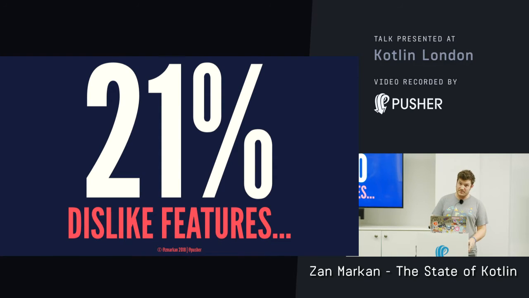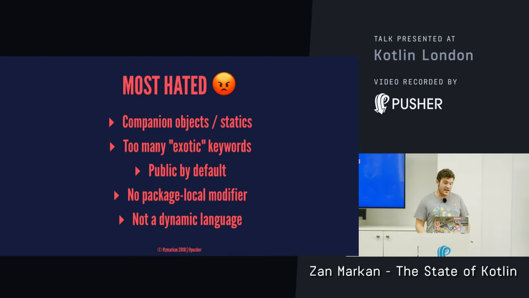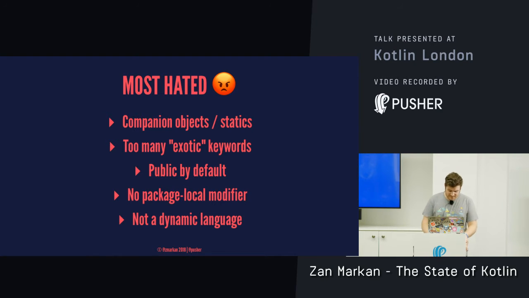21% of people don't like certain features in Kotlin. They don't like companion objects because the way it does this kind of interacts or kind of counteracts statics in Java. Some people don't like it's all public by default, even though it's also quite immutable by default. Someone says it's not a dynamic language. Not sure what to think about this, but yeah.